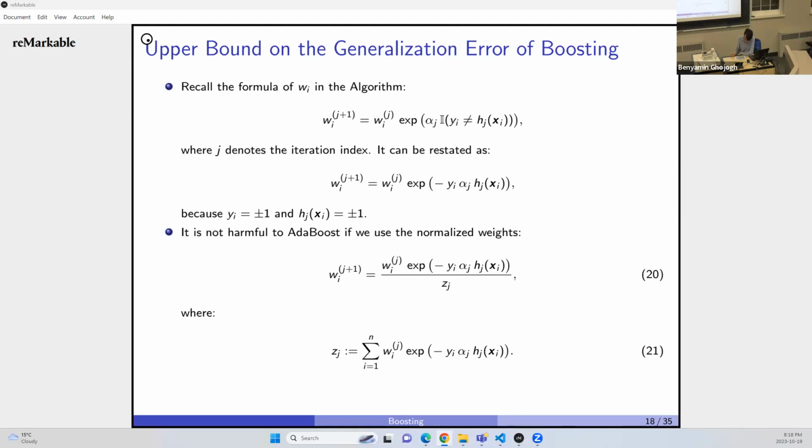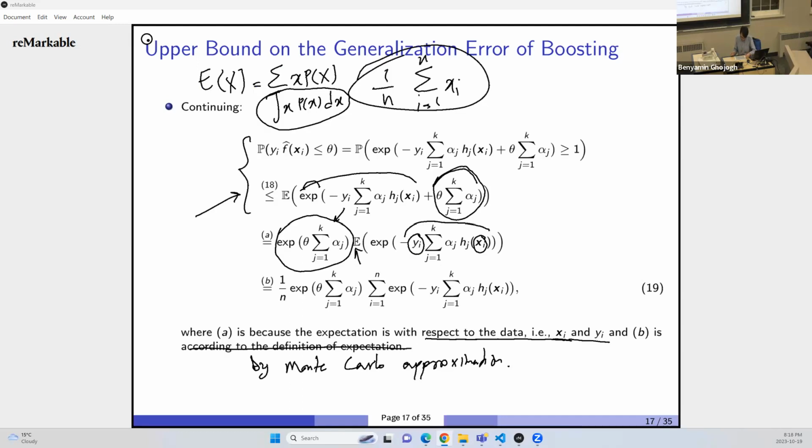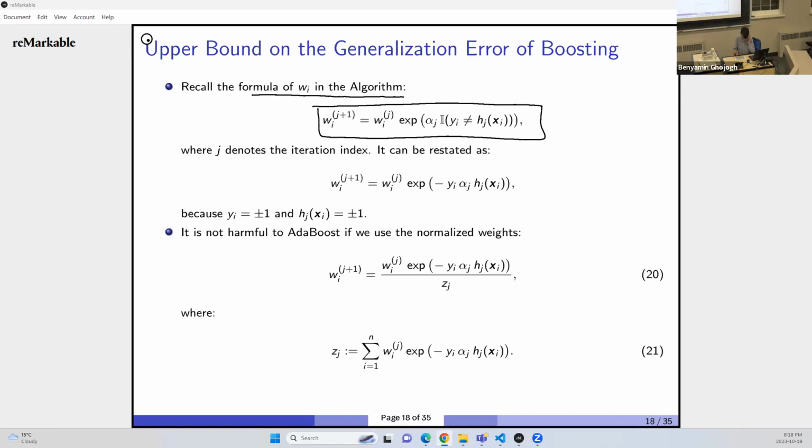By the way, where were we? Recall the formula of WI in the algorithm. I forgot what we were doing. So we were calculating the probability of error. We ended up in equation 19. So far clear? Now recall the formula of WI update, or modification of the weights in the algorithm. It was this, right? J denotes the iteration index here, or in other words, the model in the hierarchy.